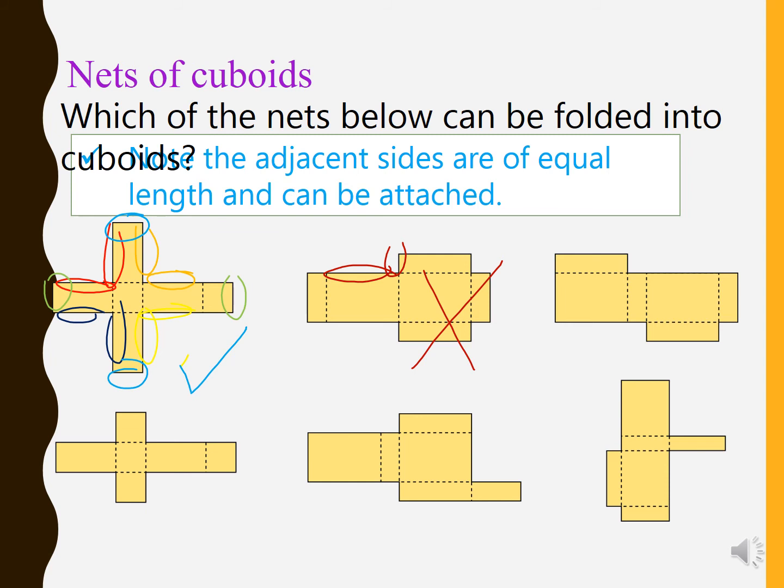After checking, the adjacent sides are of the same length, all the adjacent sides. Like this 1, 2, I don't show you all. So here, number 3, we can make it. What about picture 4? Look at the adjacent sides. So I know you can figure out this pair, different lengths. So no, for this case. What about picture 5?